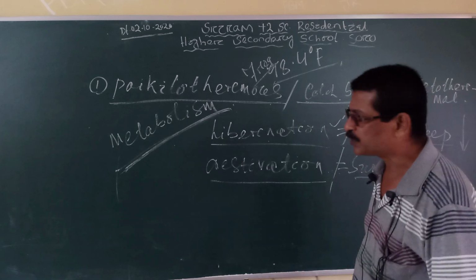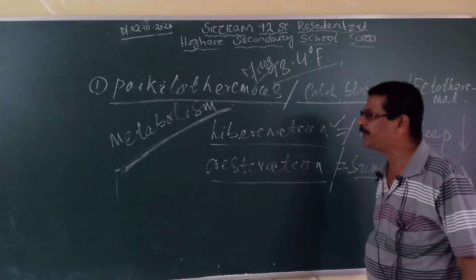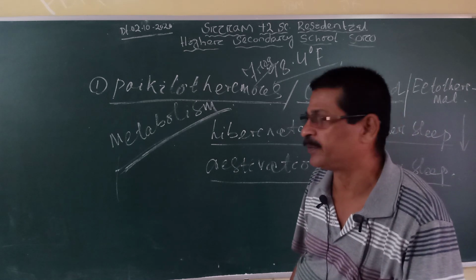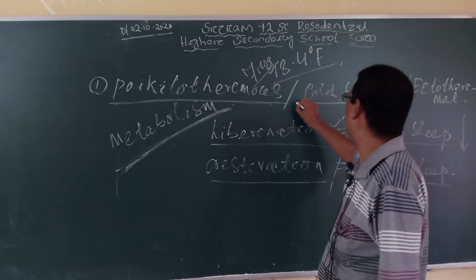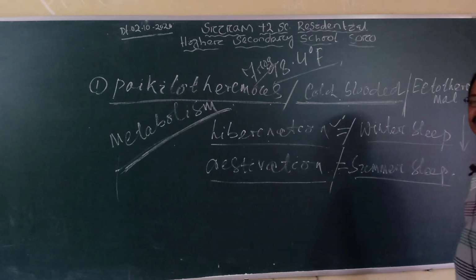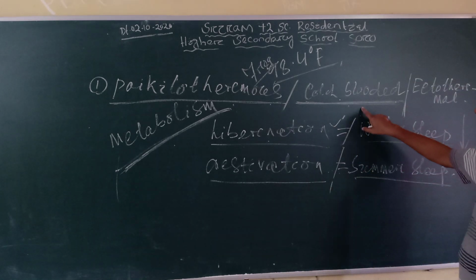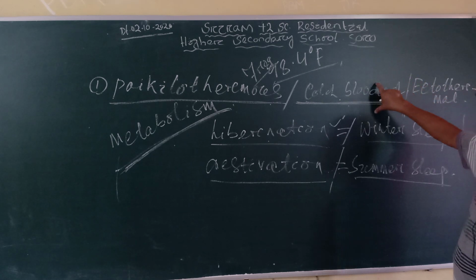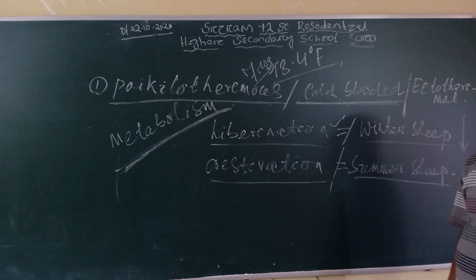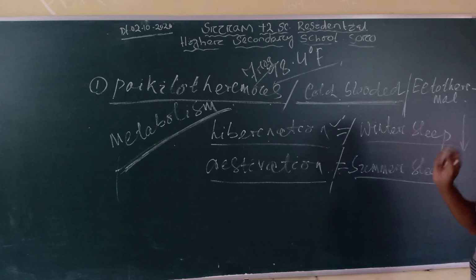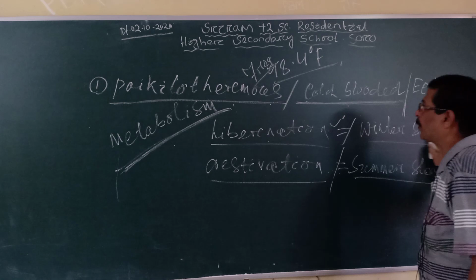Many times the question comes: why, that is, which animals undergo hibernation and aestivation? The cold blooded animals undergo hibernation and aestivation because their body temperature changes, their body temperature changes with the environmental temperature changing by fluctuating temperature. Clear? So this is all about the cold blooded.